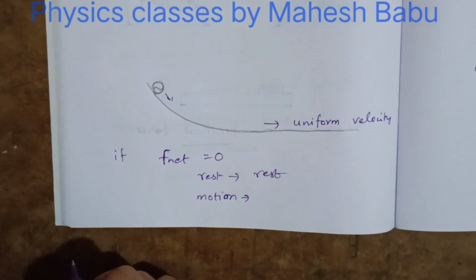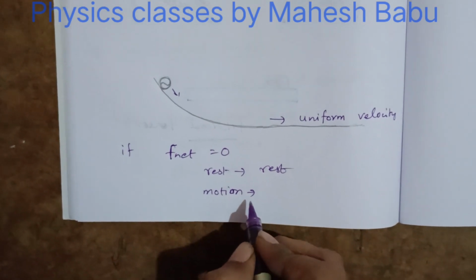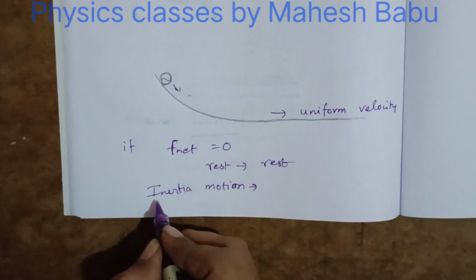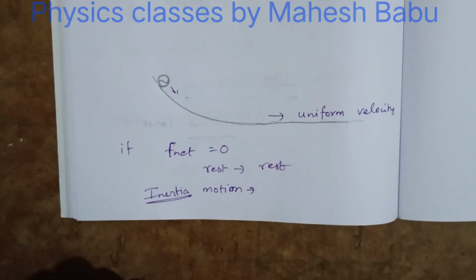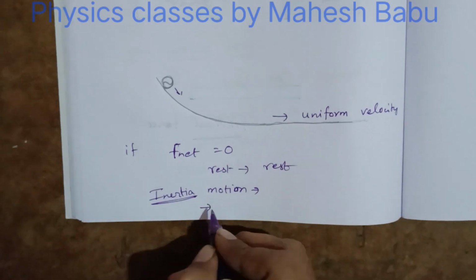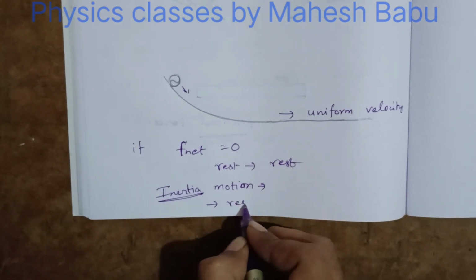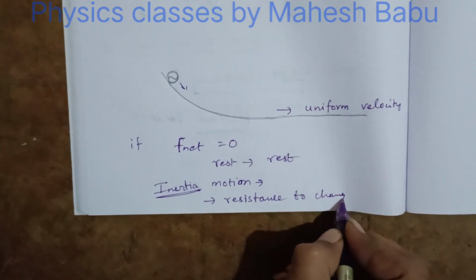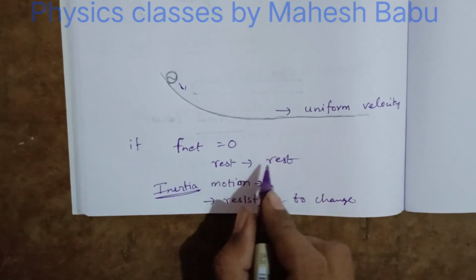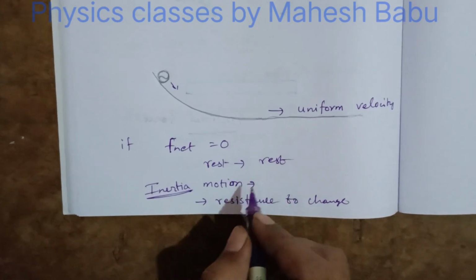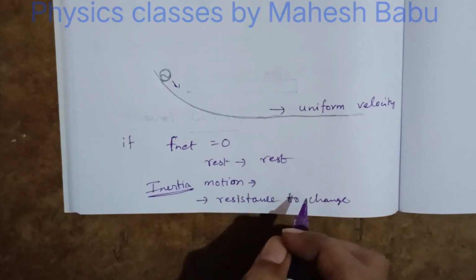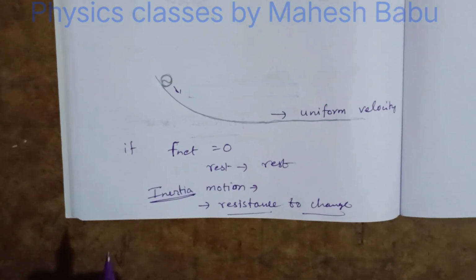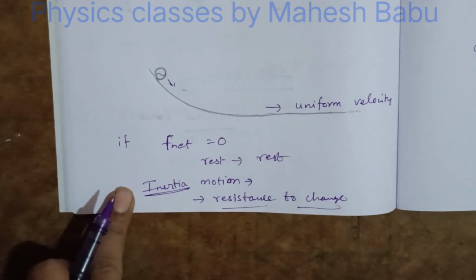This property of the body is called inertia. The meaning of inertia is resistance to change. If the body is in a state of rest, it continues to be in a state of rest. If the body is in motion, it continues to be in a state of motion. Inertia: resistance to change. Okay, this is what he gave about inertia.